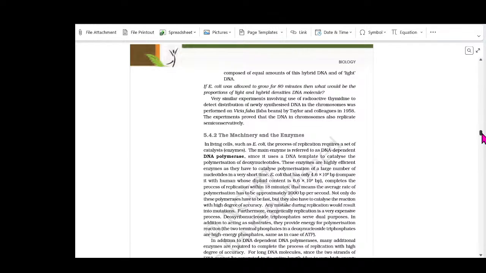Time to write keywords. Write any 3 keywords imbibed so far. Go ahead.